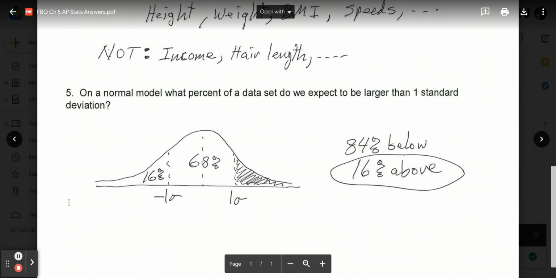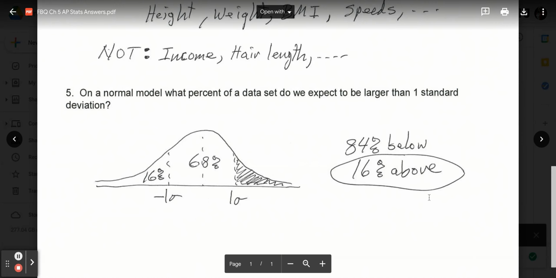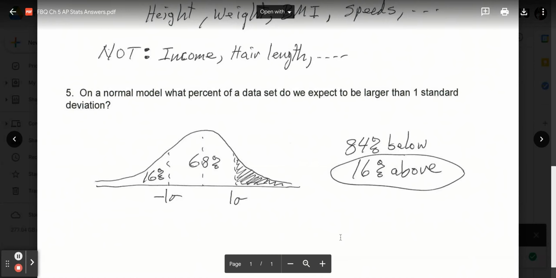Number 5, on a normal model, what percent of data do we expect to be larger than one standard deviation? If you go 1 up and 1 down, our empirical rule tells us that 68% is in the middle. That leaves 16% in each tail. So that means that 16% of your data would be larger than one standard deviation. That's it.